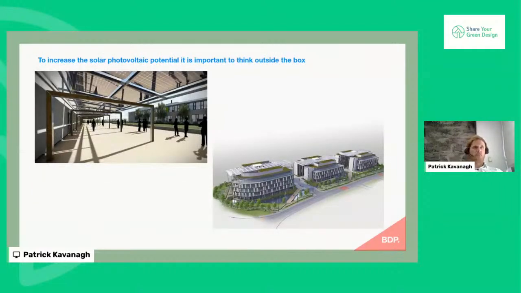So to increase the solar photovoltaic potential, it's important to think outside the box. Where possible, we looked at things like the top image on the left, a secondary school in Ballina here in Ireland, which had photovoltaics on the roof, but we introduced further and more of them using covered walkways for the students.